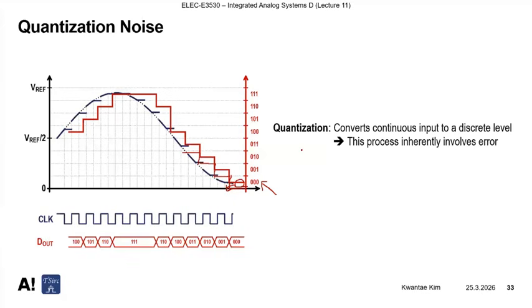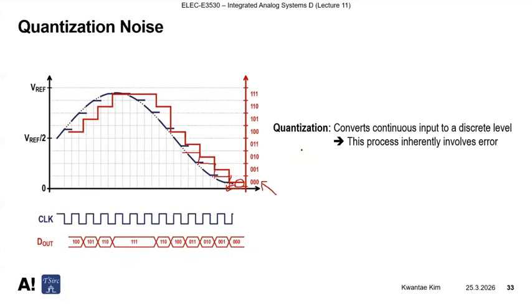But in this case, for the sake of better understanding of what the ADC is going for, I specifically drew it this way, such that all the analog values in this range are converted to 000. And the expectation, I mean the average value, will be the middle point. So this is just a conventional drawing, but it doesn't mean that a digital output code must represent the middle voltage of the analog range. Anyway, it converts continuous input to a discrete level. So this process inherently involves error.